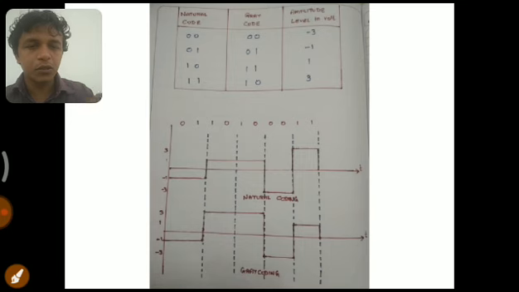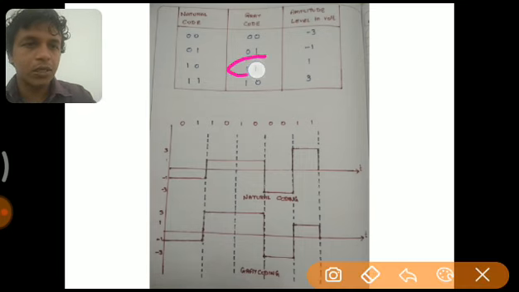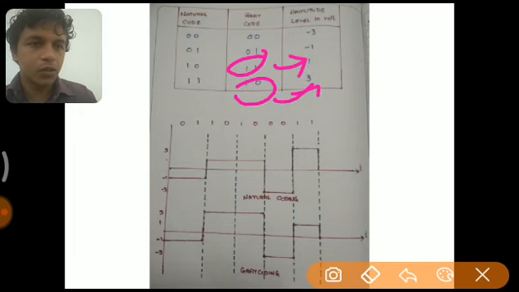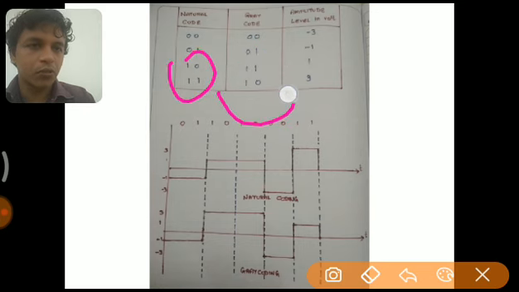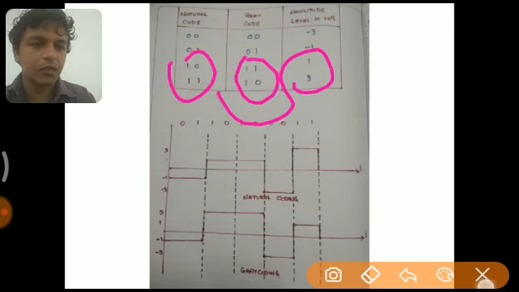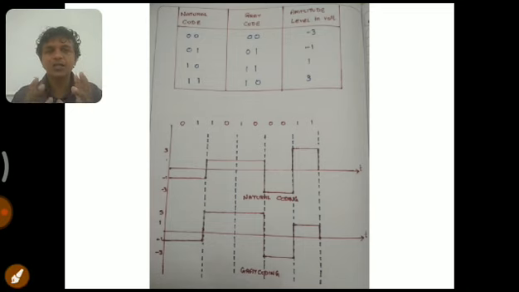And there is no change in the amplitude levels. 1 1 is represented as 1 volt and 1 0 is represented as 3 volt in gray coding format, whereas 1 0 is represented as 1 volt and 1 1 is represented as 3 volt in natural coding. So there is an interchange here, that is the only change. So this makes the difference between natural coding and gray coding.